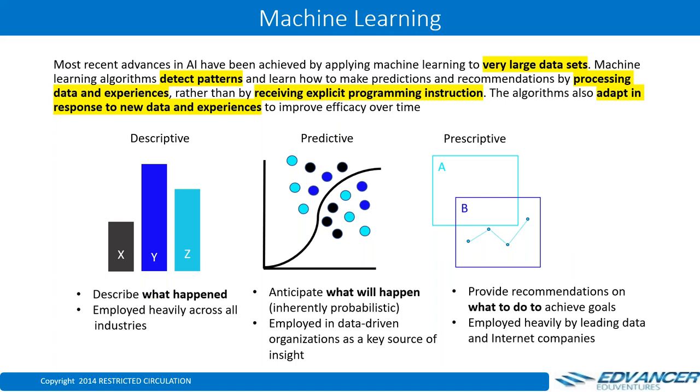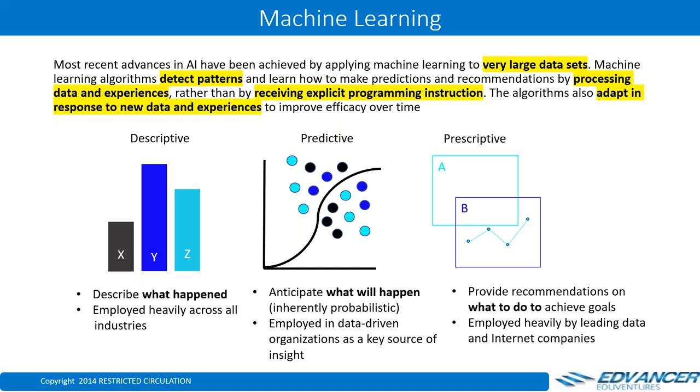But now, the predictive part. Predictive will anticipate what will happen. I have the information about what has happened, and I'll use that information to predict what might happen. So this is more useful. If I know that this might happen, then I would be more prepared to use that information, to the best of my knowledge.